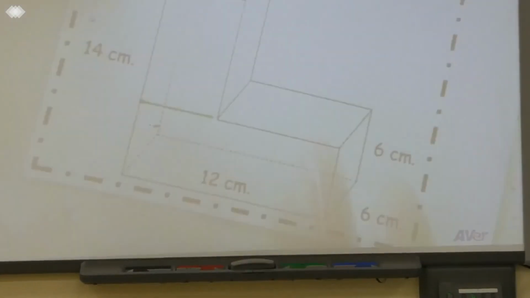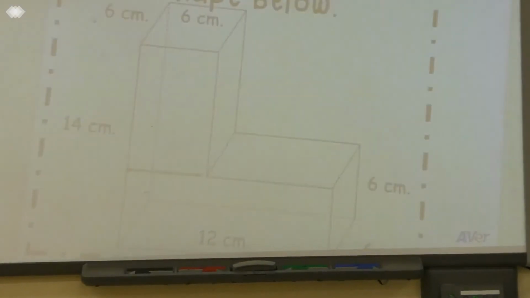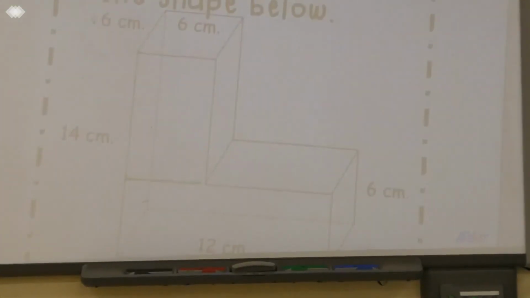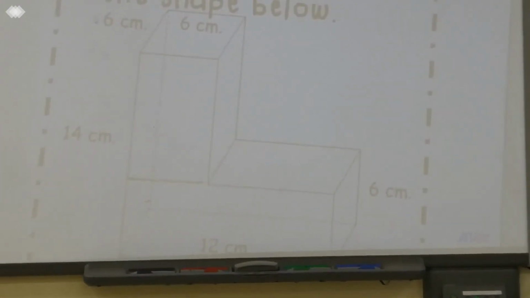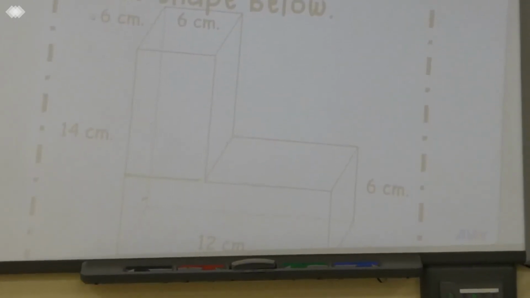And I'm just going to walk around and see. Don't panic or anything like that. I just want to see what we're doing. Remember, find the volume for that top figure first. Use adjacent lines to help you.